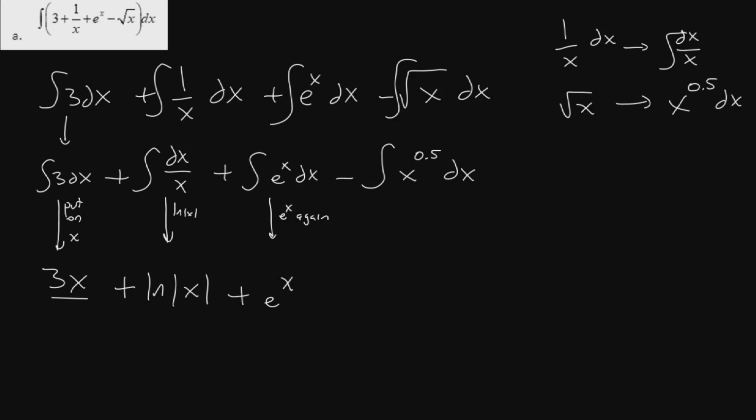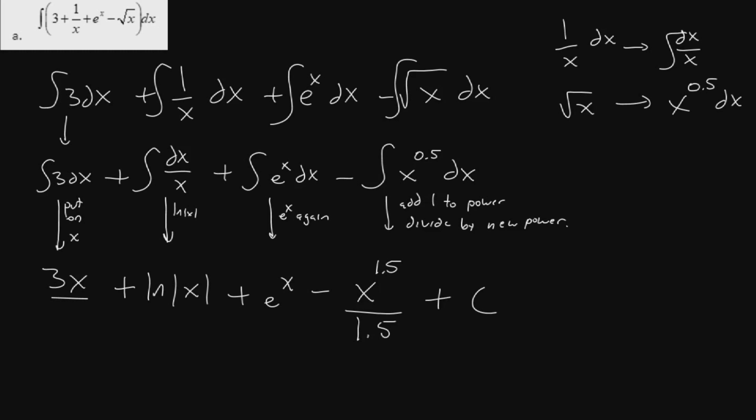Now for this final integral. For this one, it's a decimal number, so we add 1 to the power and divide by the new power. So you will now have x to the 1.5 divided by 1.5. And at the very end, we put plus c. Again, the plus c is there to show that this is an indefinite integral.